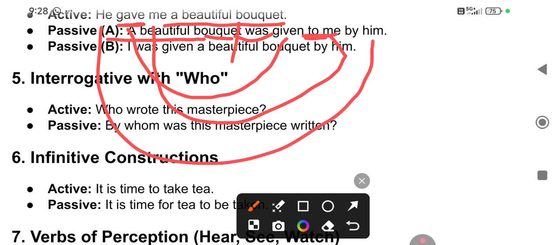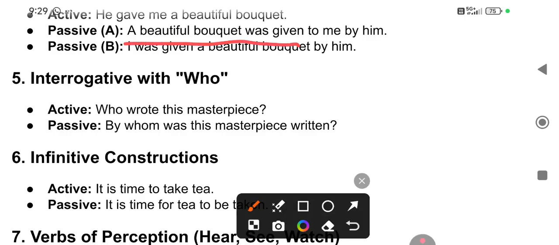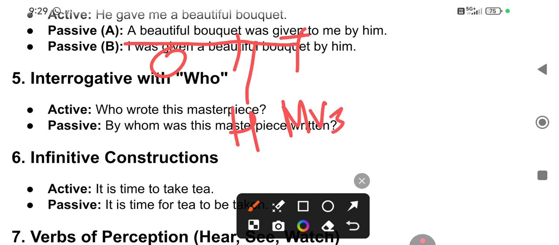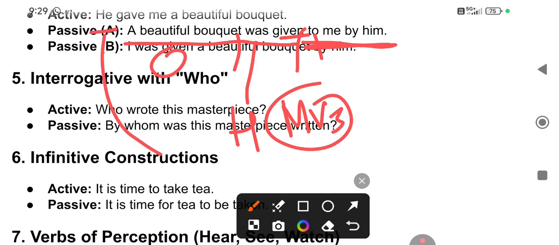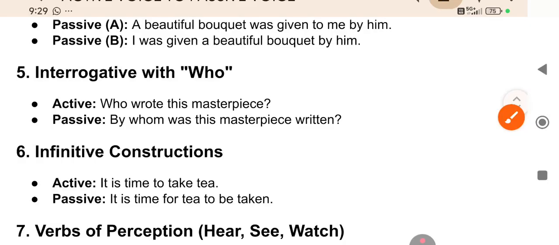I'm repeating, a little bit confused. A beautiful bouquet, then was given. Till here, there is no confusion. A beautiful bouquet, that's an object. Was is a helping verb. Given is the third form of the main verb. But the confusion is here, because before me, you have to use to. Me will be adjusted here to me and he becomes by him. That's simple, right?